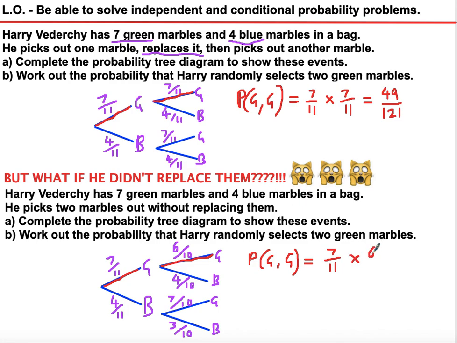So then we multiply fractions by "nyaming" across the top and "nyaming" across the bottom. So that becomes 42 over 110. Now that can be simplified. 42 over 110 simplifies to 21 over 55, which does not simplify any further.